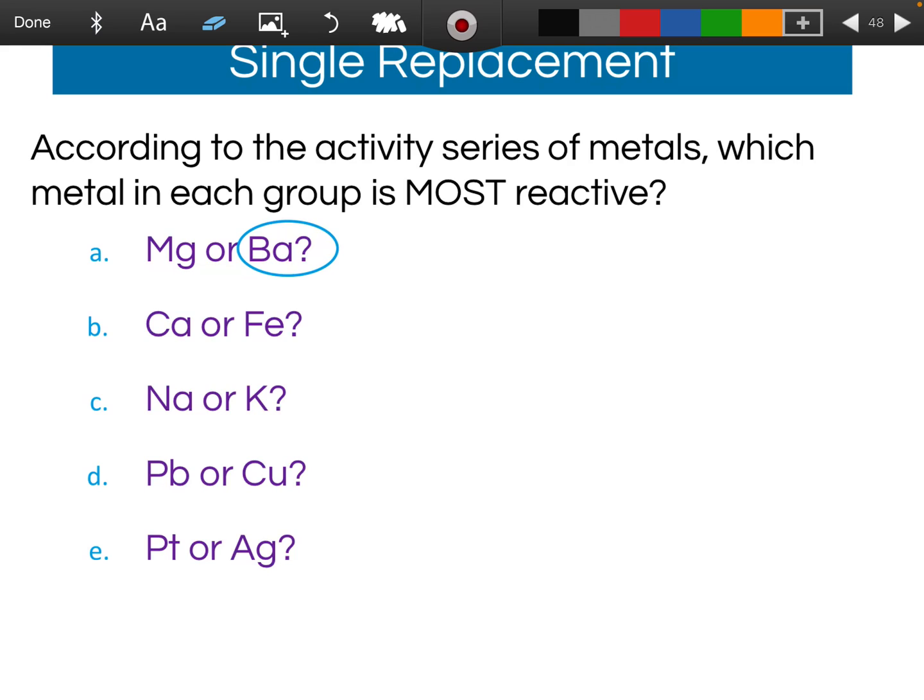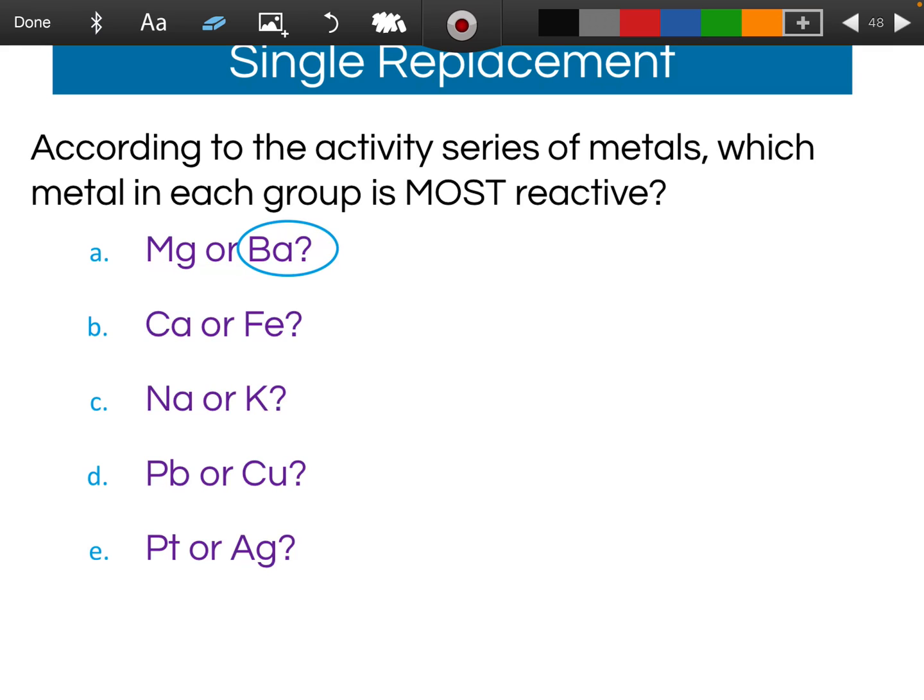In order to complete these two slides, you will need your yellow packet that has your activity series of metals chart. We need that list in order to figure out which metal is most reactive, or if a metal is strong enough to replace another one.